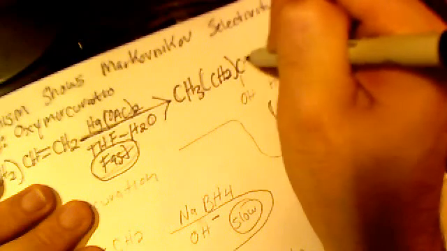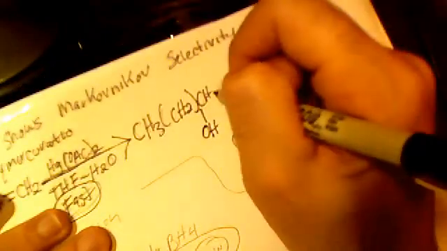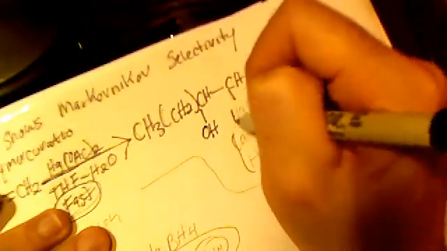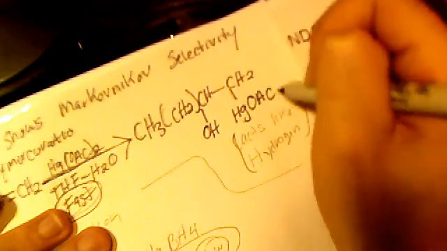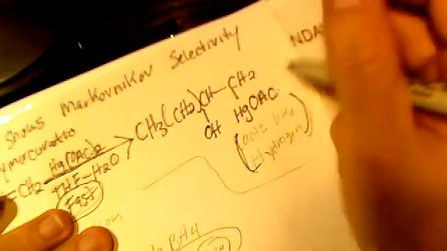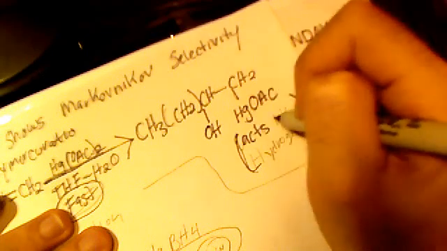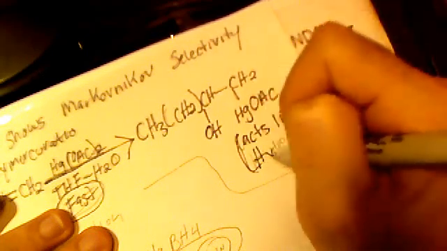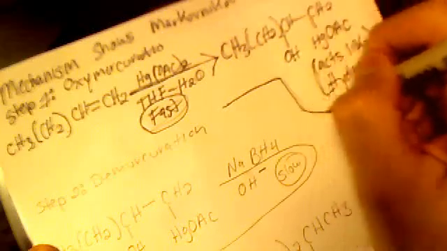So over here we have CH3, CH2, CH, with the alcohol group attached to the carbon that has fewer H's. And then we have the CH2, and the mercury complex acted like a hydrogen and attached to the carbon that had more hydrogens. Alright, and then step 2.